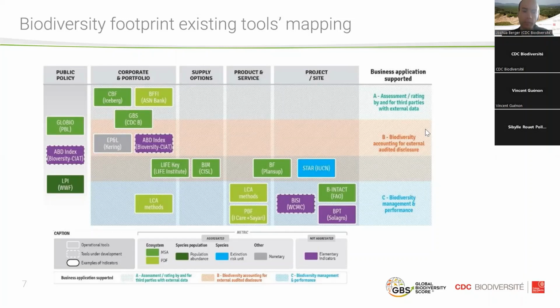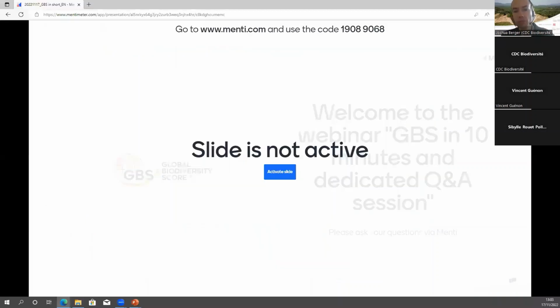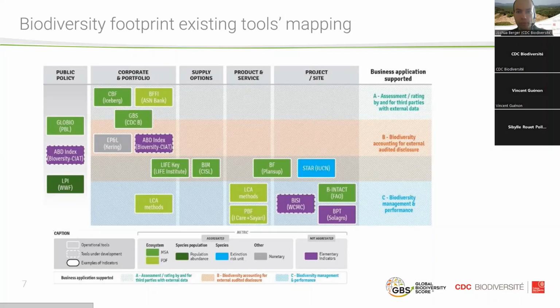That's what we can see here, because the mapping shows in columns the focus areas that the tools address: public policy, corporate and portfolio, so comparing supply options, product and services, and project or site level. And in lines, you can see the business applications supported. Here we distinguished three business applications. The first one is the assessment and rating by and for third parties with external data.